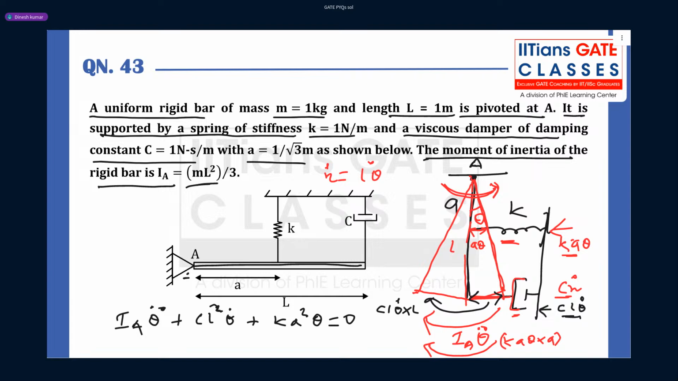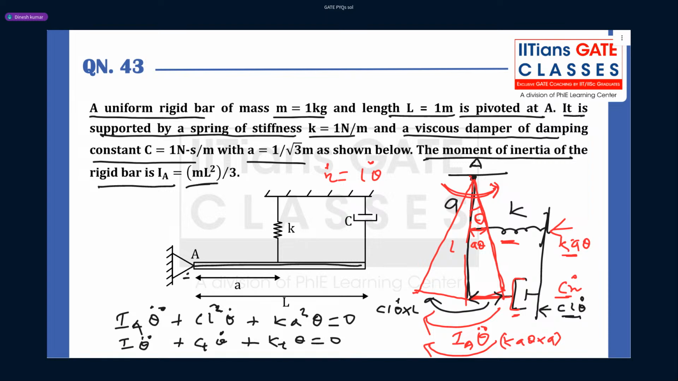Now we all know, in the case of damped free rotational vibration, the equation of motion is usually I theta double dot plus C_T theta dot plus K_T theta equal to 0. Till now, is it clear, everyone, how we have derived the equation of motion using Newton's method?